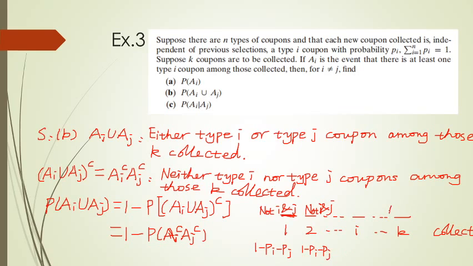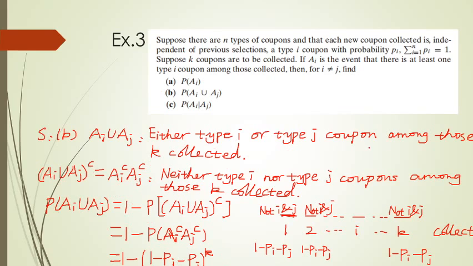And then until the last one, you're also going to choose the other n-2 coupons without I and J. So the probability is the same, right? So what is the probability for AI's complement and AJ's complement? That will be 1 minus Pi minus Pj, to the power K. That will be much easier, or clearer, to think about the complement.